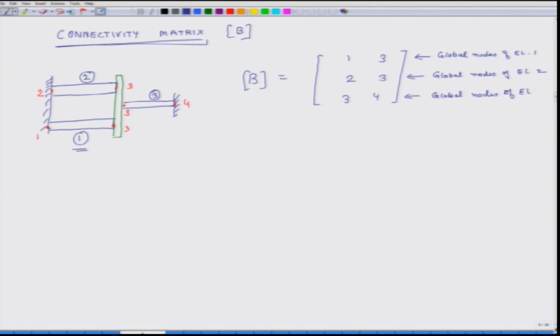And the third row represents the global nodes of element 3. So, what are the dimensions of this matrix? It is n times O, where n is the number of elements, and this is for line elements only, and O is, so it is O plus 1. O is the order of elements.